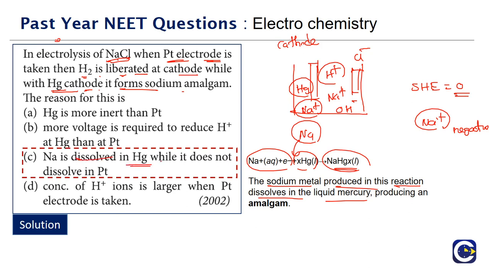Sodium will be dissolving in mercury while it does not dissolve in the platinum. Platinum is a non-reactive, inert electrode, whereas mercury is a reactive electrode. Because the formed sodium will be able to dissolve in mercury, thereby increasing the entropy of the overall process, this makes the process feasible. So the correct answer is Option C: sodium is dissolved in mercury while it does not dissolve in the platinum.